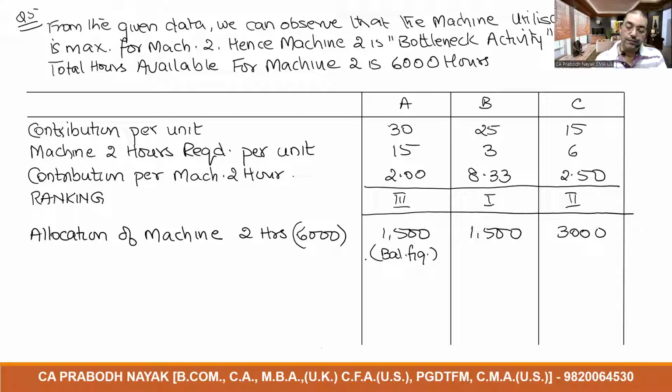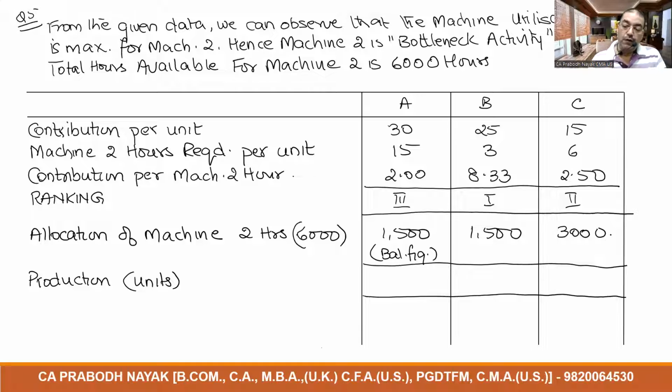Okay. So production. How to calculate production now? 3000 divided by 6 is 500. 1500 divided by 3 is 500. And 1500 divided by 15 is 100. So we are going to manufacture 100 units of A, 500 units of B, and 500 units of C.